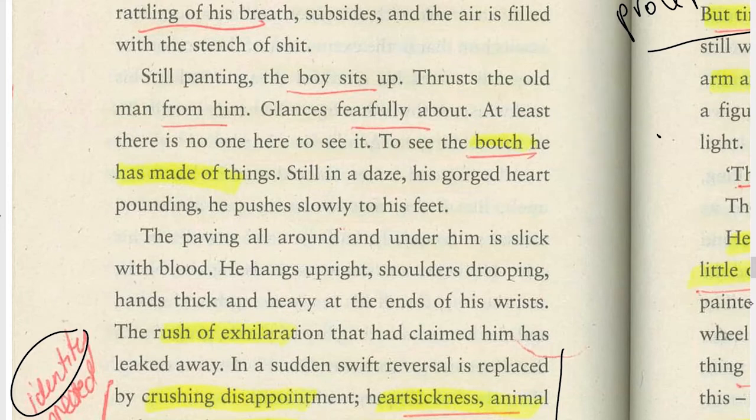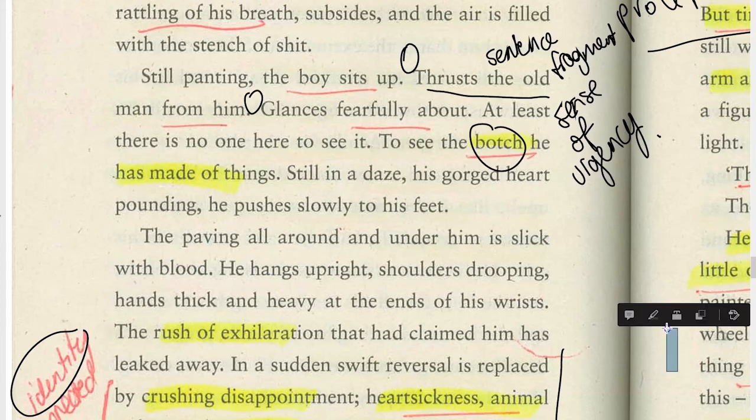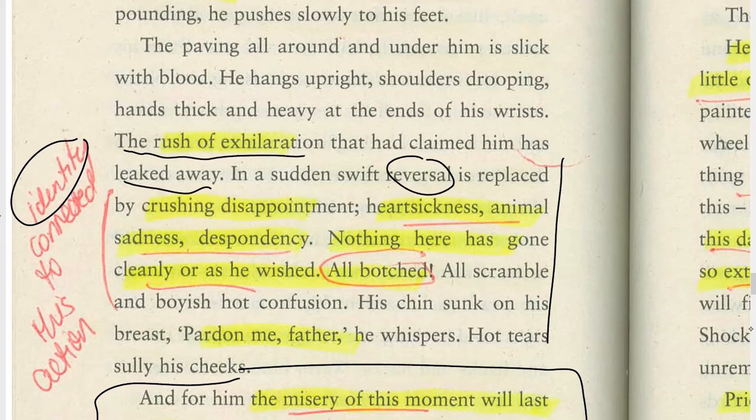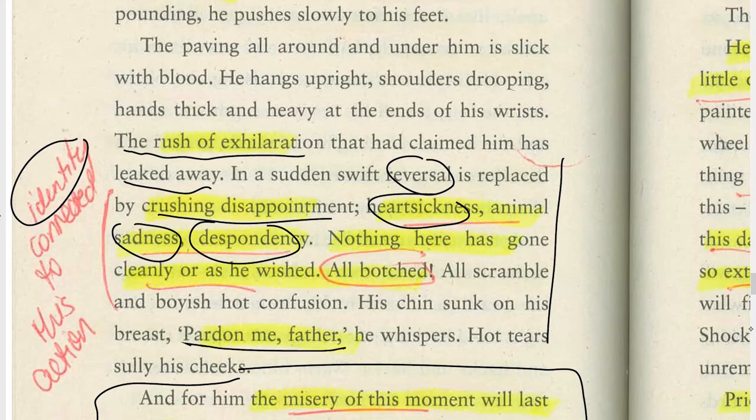He's hoping no one will see the botch he made of things. And he had a rush of exhilaration as he began this action, but it's leaked away. And in a swift reversal, it's replaced by a crushing disappointment. There's heart sickness, animal sadness, despondency. Nothing here has gone cleanly as he wished, all botched. And he begs forgiveness of his father.